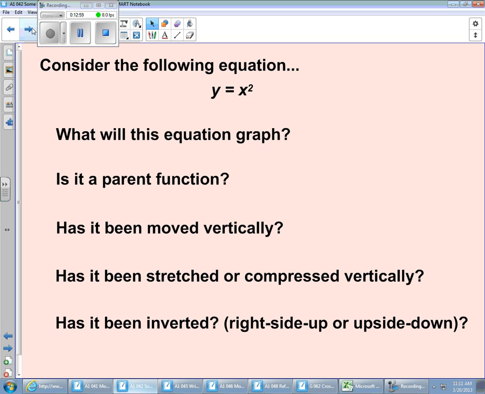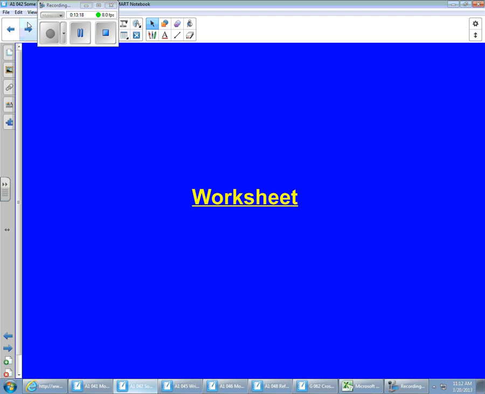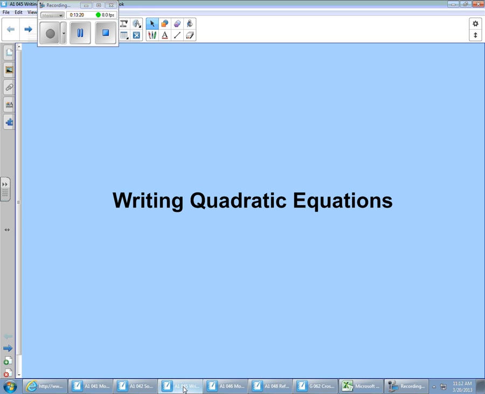It's a parent function because nothing has been changed. There's no value in front of x or x squared or x cubed or x to the fourth or anything. It's positive, it's a 1, and it's not vertically shifted at all. It's just the basic function doing its normal thing at its normal position. Nothing's been changed. That's what makes it a parent function. All right, so that was that.